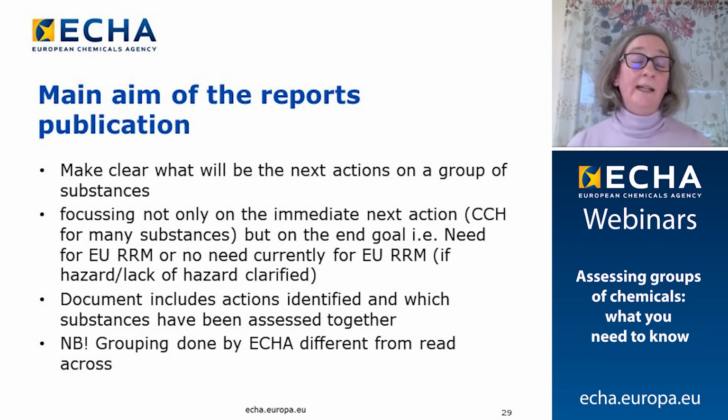What was and what is our main aim when publishing those reports? And I will go next also to introduce a bit more to you what you can find in those reports. So in ECHA, we really wanted to make clear what we foresee as next action on a group of substances. So we have tried to make this very clear in our report. As said, we don't focus only on the immediate next action, let's say first compliance check for many substances, but also really after that, if the hazard is confirmed, where would we like to bring those substances? What is our end goal in terms of regulatory risk management?